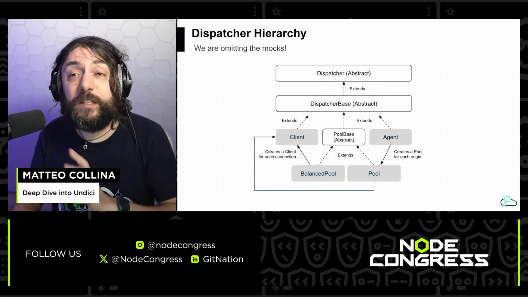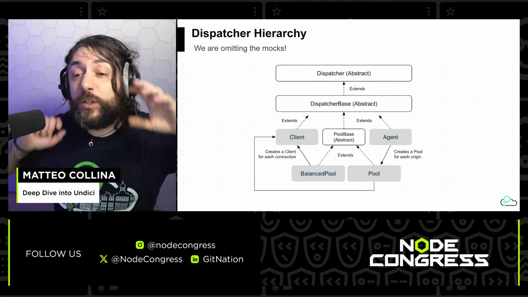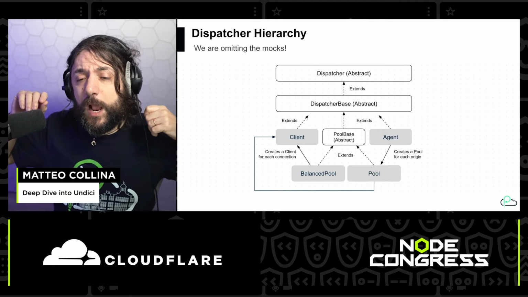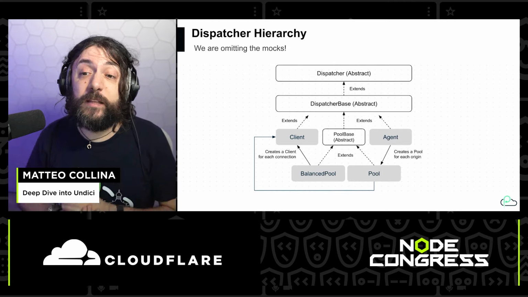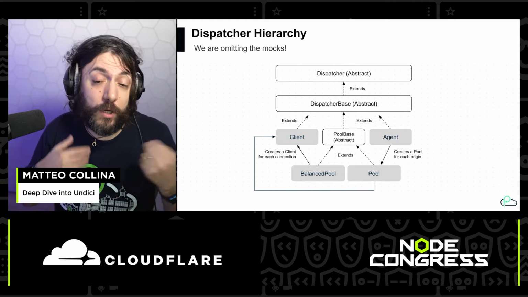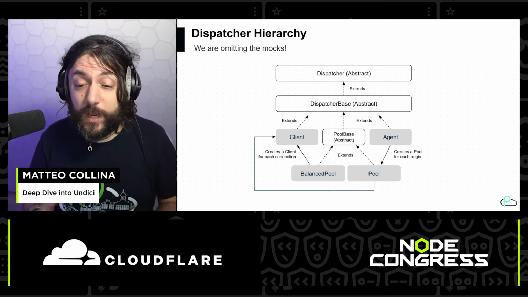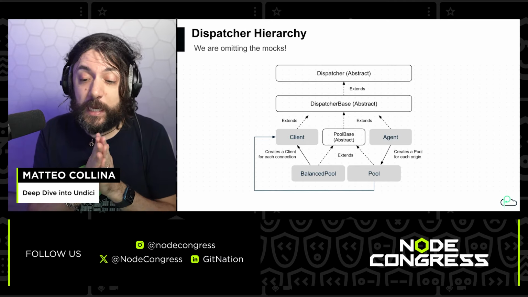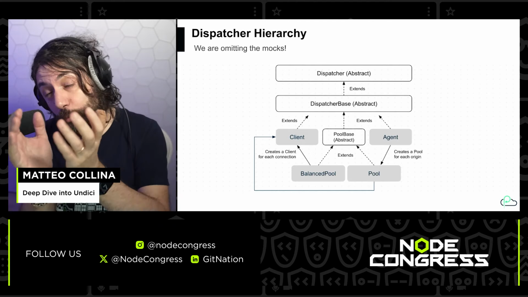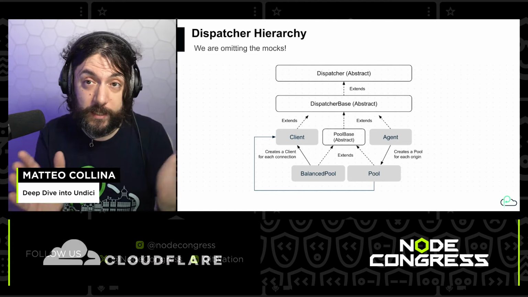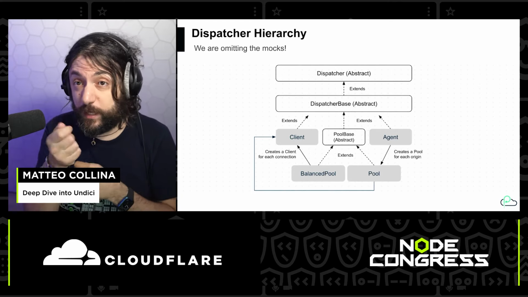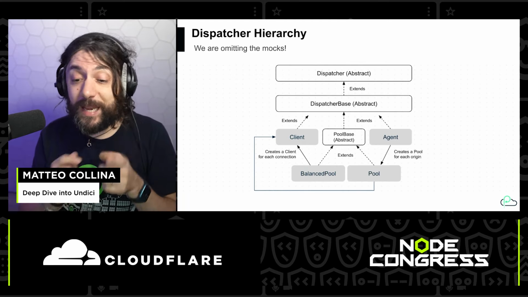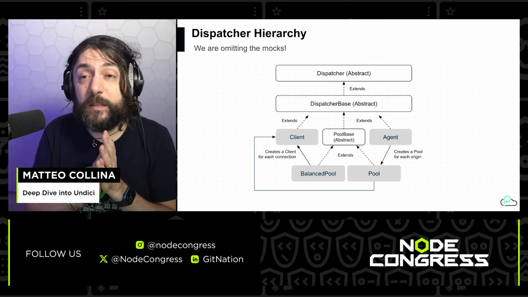So what is the hierarchy of those dispatchers? We have a dispatcher abstract class, which includes a lot of the fancy methods. Then we have an abstract class that implements the dispatcher for connection management. From there, we have the client, which wraps a socket, a connection. Then we have the pool, which is essentially an array of clients. If the pool receives a request, it says, give me a free client. Otherwise, it waits.